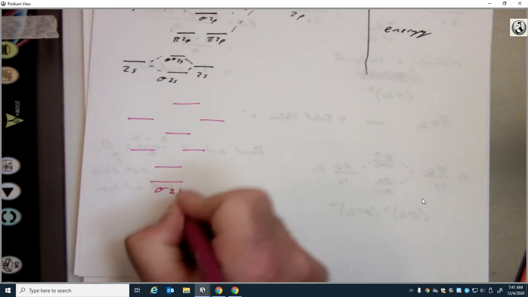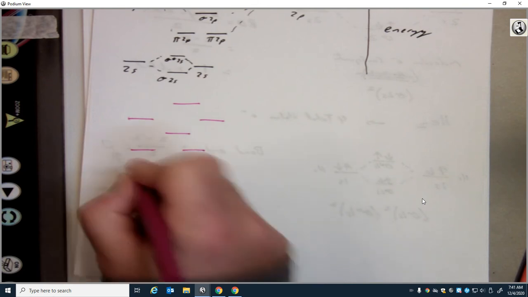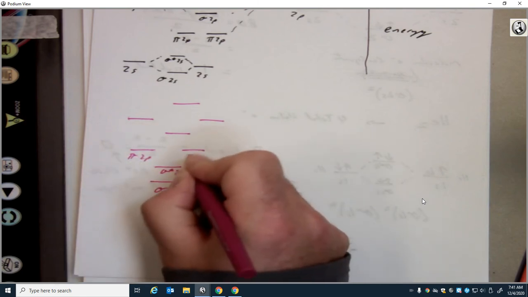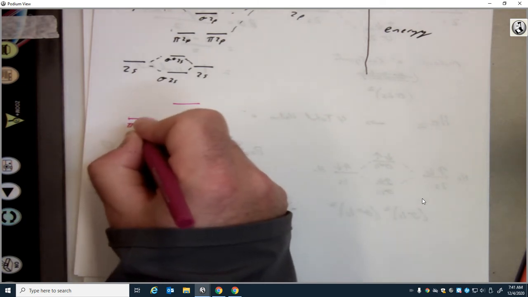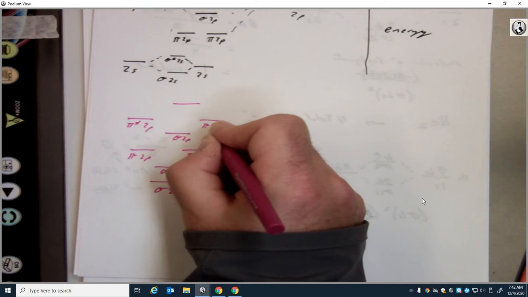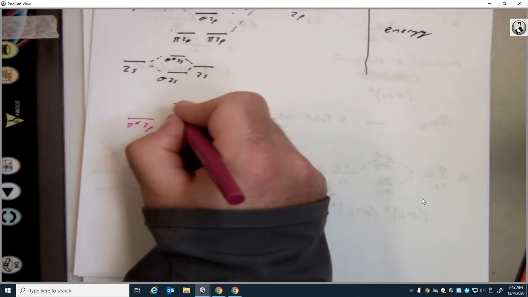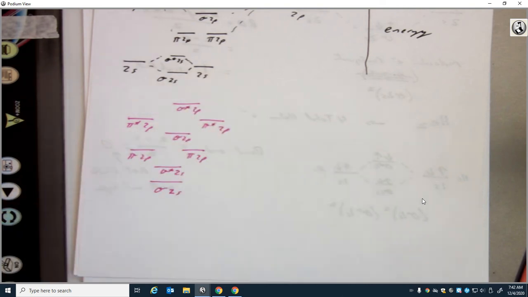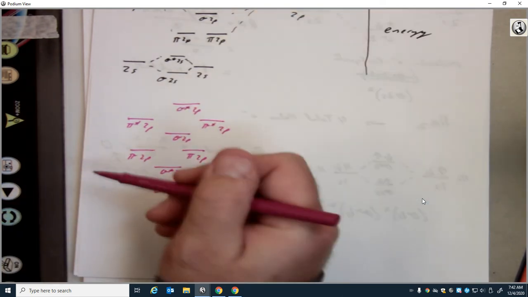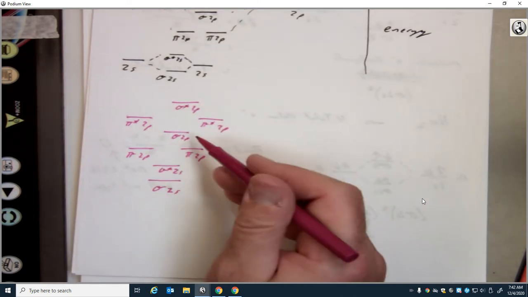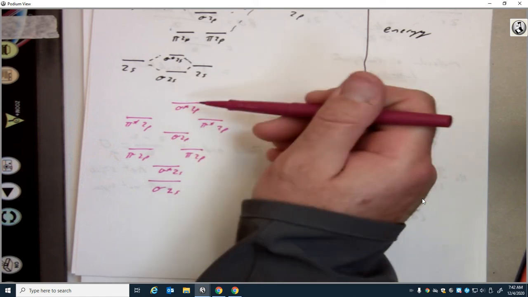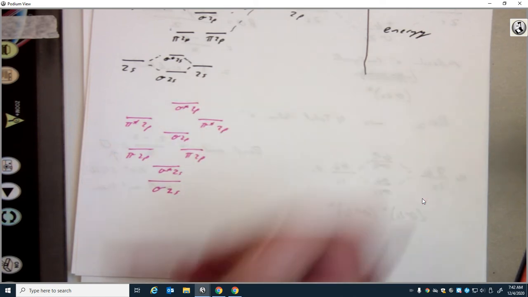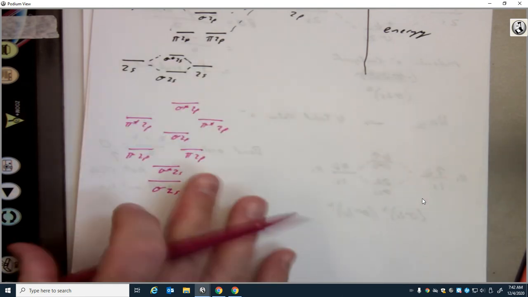This is my sigma 2s. This is my anti-sigma 2s. This is my pi 2p, pi 2p. This is sigma 2p. This is anti-pi 2p, anti-pi 2p, and then this is anti-sigma 2p. Right? This is the same thing as this. Eventually, you're going to get to this. Now, you have to memorize this pattern. This is for groups 13, 14, and 15. These are the molecular orbitals in their correct energy states. Okay. So let's go ahead and use it.